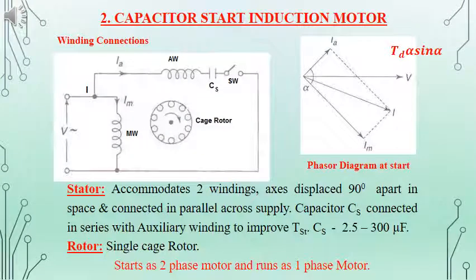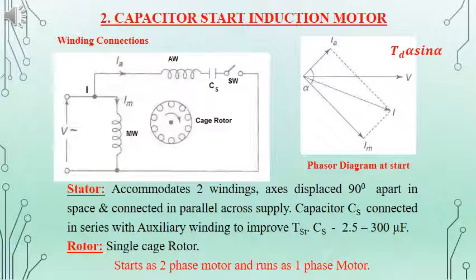The second type of single-phase induction motor is the capacitor start induction motor. Here again there are two windings on the stator side, the main winding and the auxiliary winding. Along with the auxiliary winding, a starting capacitor is included in series with the winding, and a centrifugal switch, given as SW.